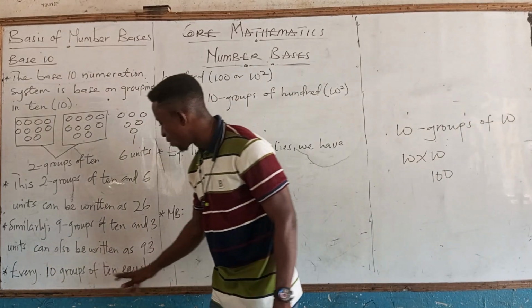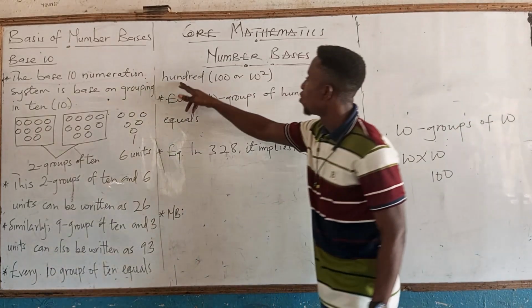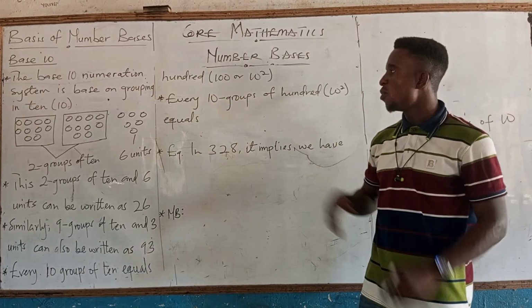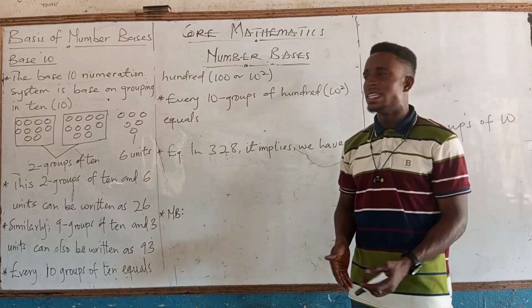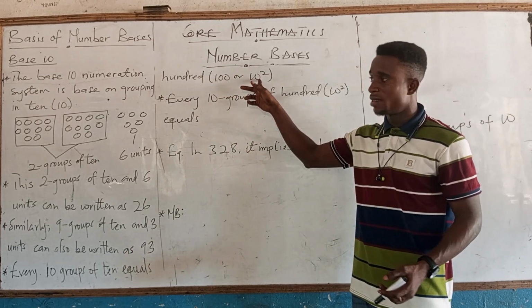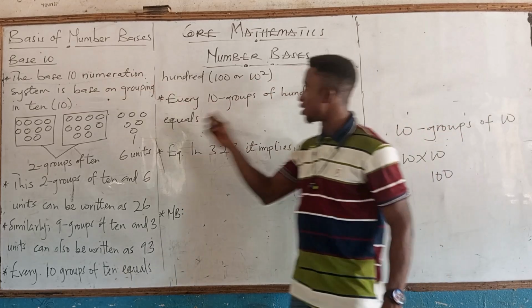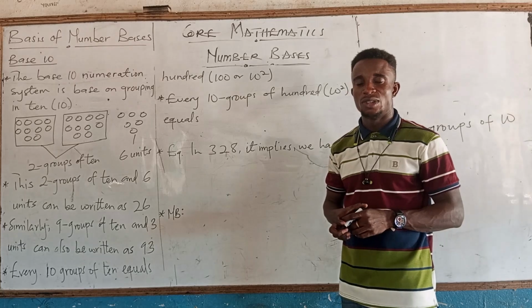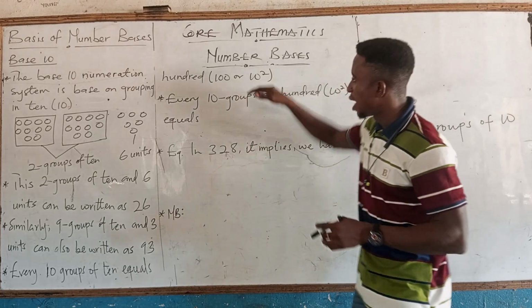Every 10 groups of 10 equals 100, which is 10 exponent 2. We are writing it in number base because in bases, the base here is 10. Are we getting that? And we are in base 10. That is why we are having 10 exponent 2. When we get to other bases, you see that one too. Please, are we getting that? So that is that for this one.